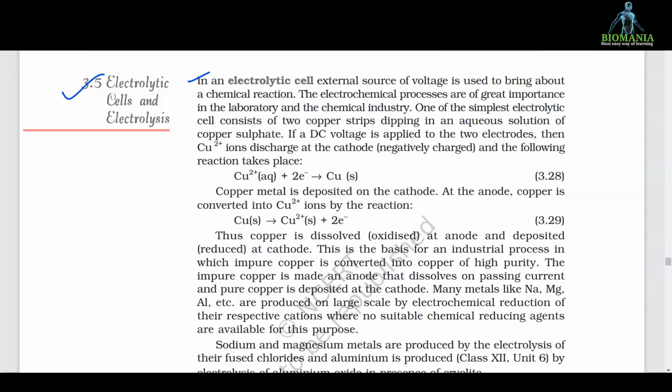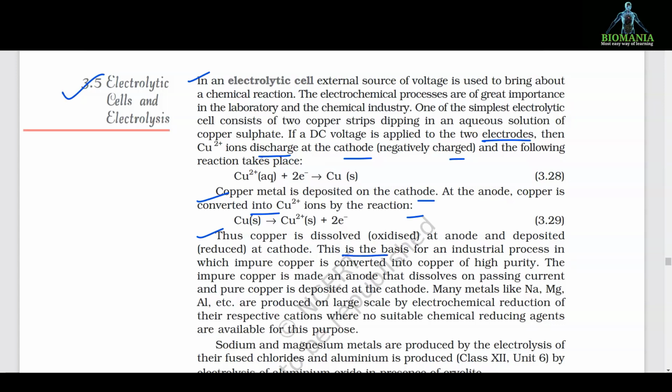If a DC voltage is applied to the electrodes, then Cu2+ ions discharge at the cathode, that is negatively charged, and the following reaction takes place: Cu2+ plus 2 electrons gives Cu. Copper metal is deposited on the cathode, and at the anode copper is converted into Cu2+ ions by the reaction Cu gives Cu2+ plus 2 electrons. Thus, copper is dissolved or oxidized at the anode and deposited or reduced at the cathode.